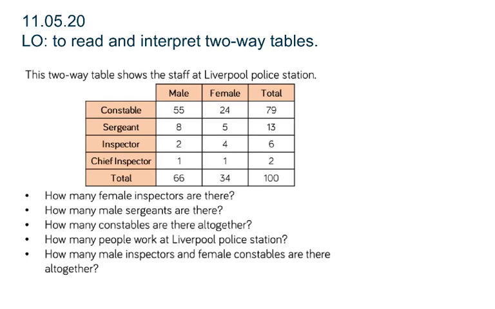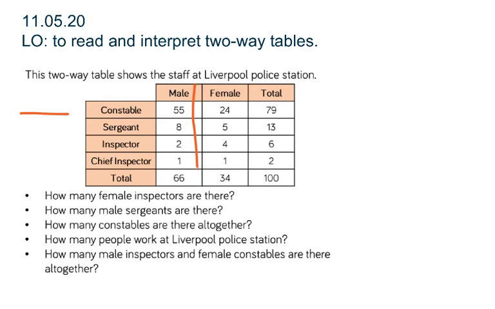All right, so today we're going to be looking at statistics, and we're going to be looking at these two-way tables. A two-way table, as you can see here, has data that is presented horizontally. You've got a breakdown here of all the different jobs carried out at Liverpool police station. So you've got the horizontal information, and then you've got the vertical information here. You've got different genders, male and female. That's basically what a two-way table is.